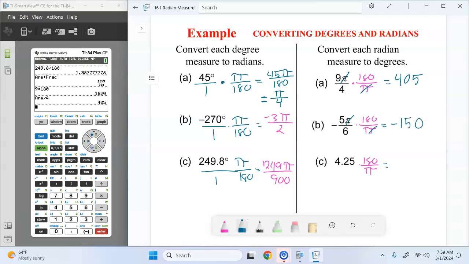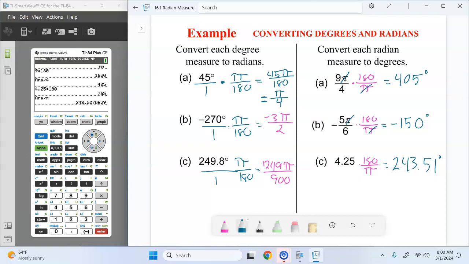Okay. Now for C, we're going to have to round because we're not given those pi's. So usually in a case like that, it's going to tell you to round to 1 decimal place. Let's do 2 decimal places. So we'll do 4.25 times 180, and then we'll have to divide it by pi. So what do we get at 2 decimal places? 0.51. And then all of those are in degrees on the right.